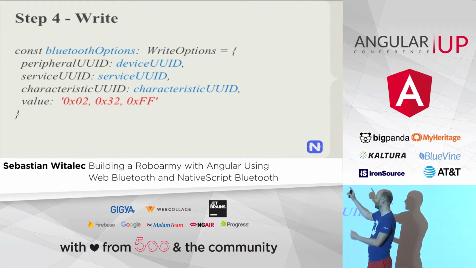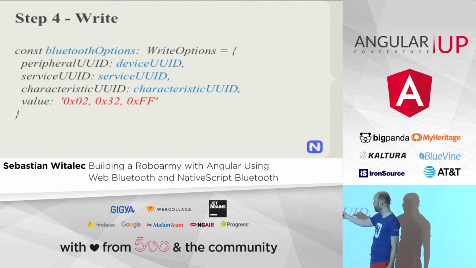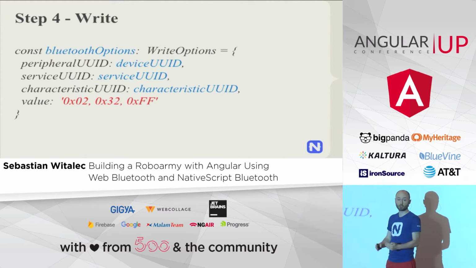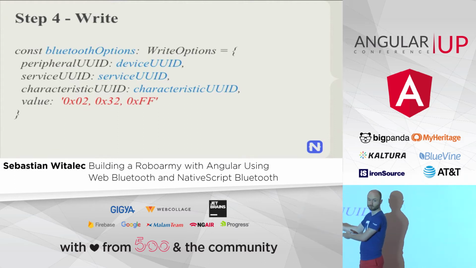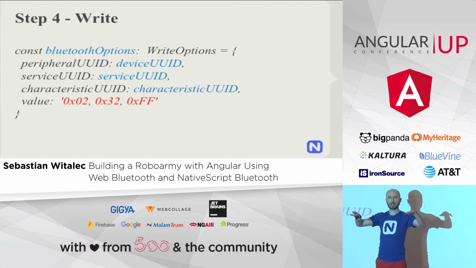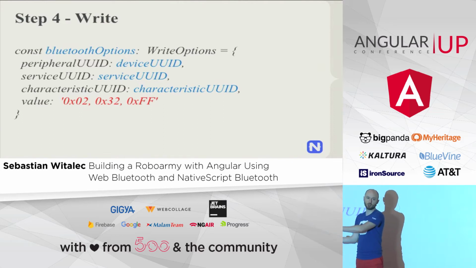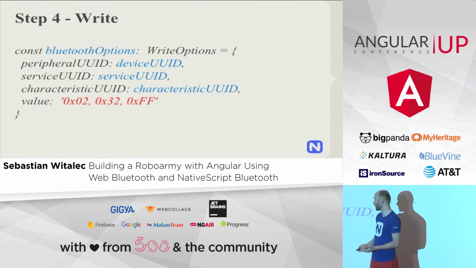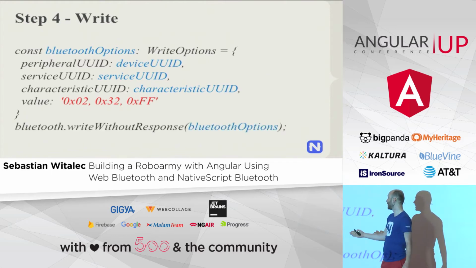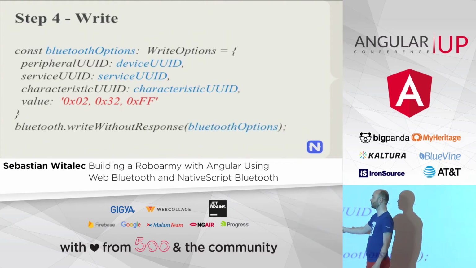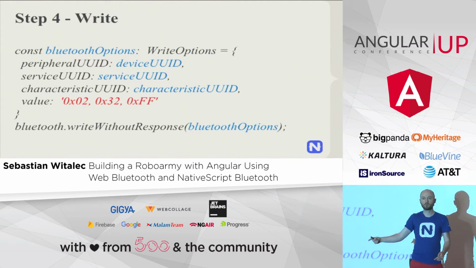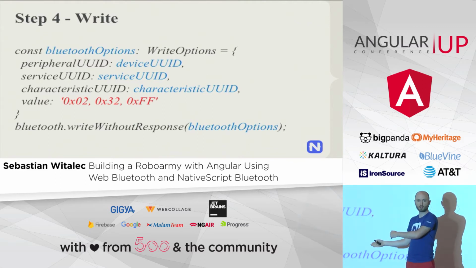So again, the peripheral or device UUID, service UUID, and characteristic UUID, but also we can pass in a value. And we can pass this value as a string that has numbers in a hexadecimal format, or it could be actually a uint8 array as well. And then we basically can call Bluetooth write without response.